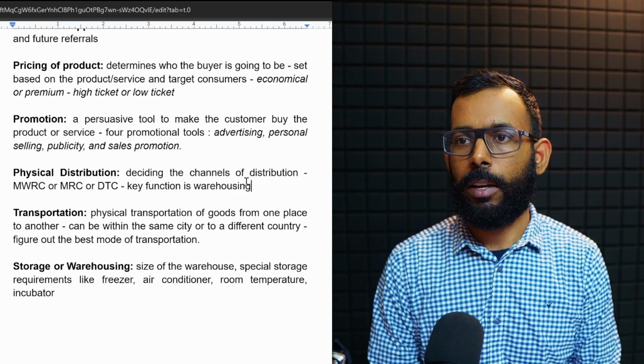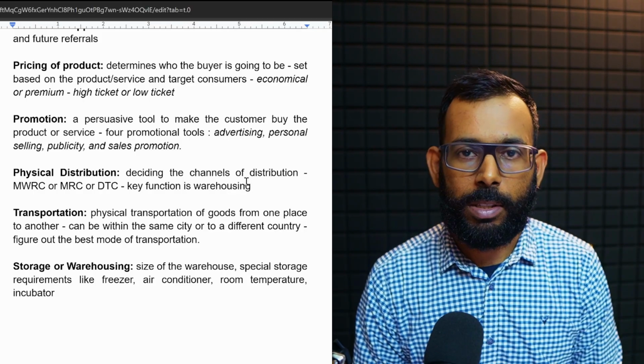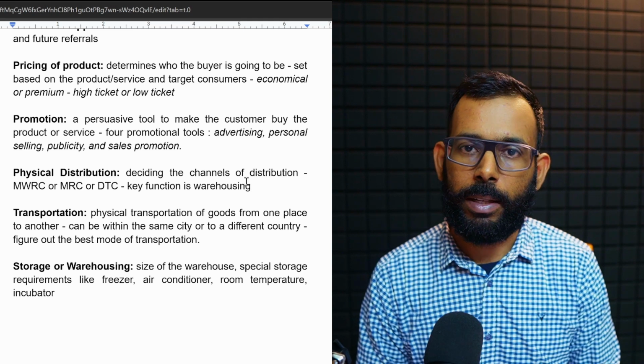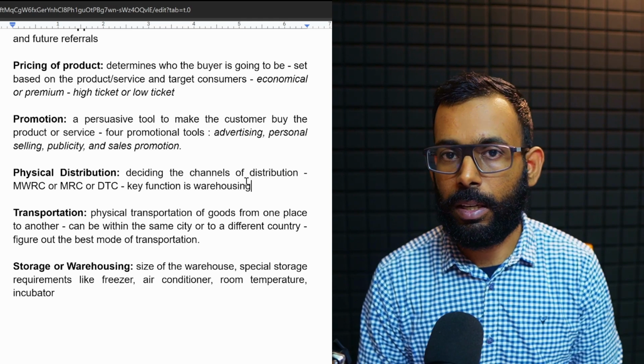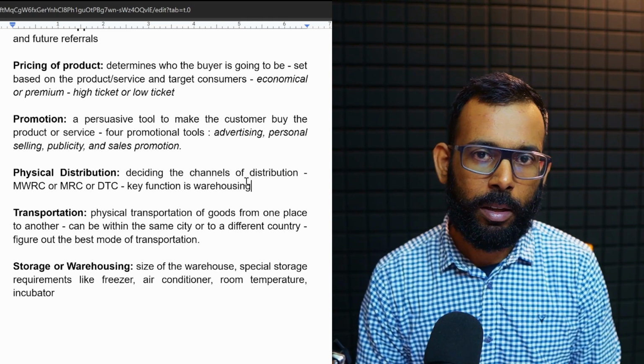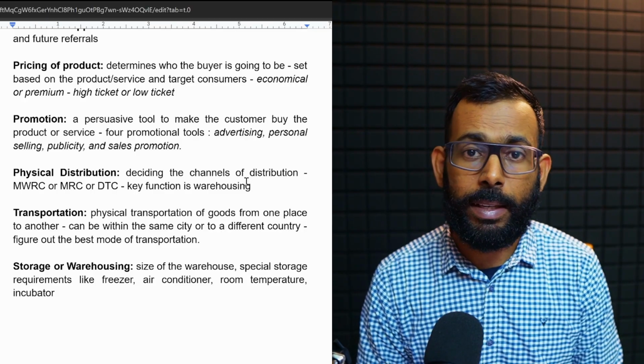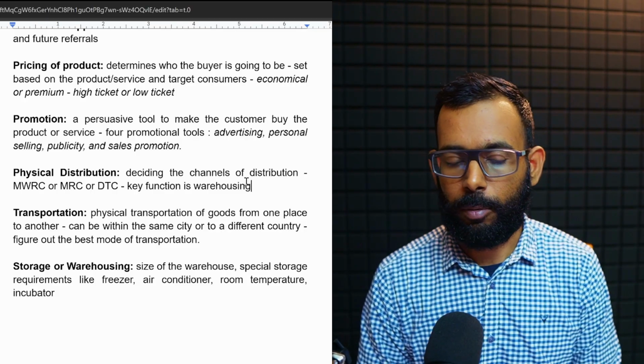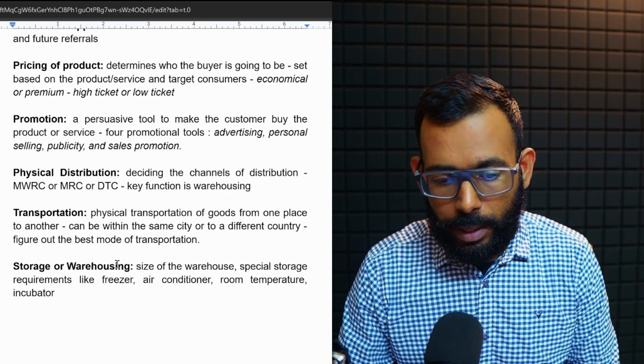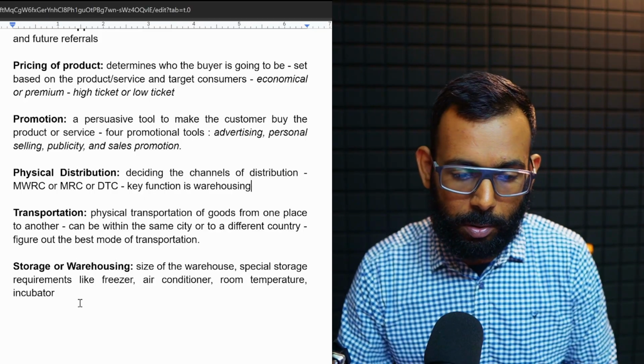Sales promotion is where you have this freedom sale, Independence Day sale, Republic Day sale, holiday festival season sale, Christmas sale, end of the year sale, stock clearance sale. All those things, buy 2 get 1, buy 3 get 7, all are sales promotion. Now let us go to the last 3 points: physical distribution, transportation, storage or warehousing.